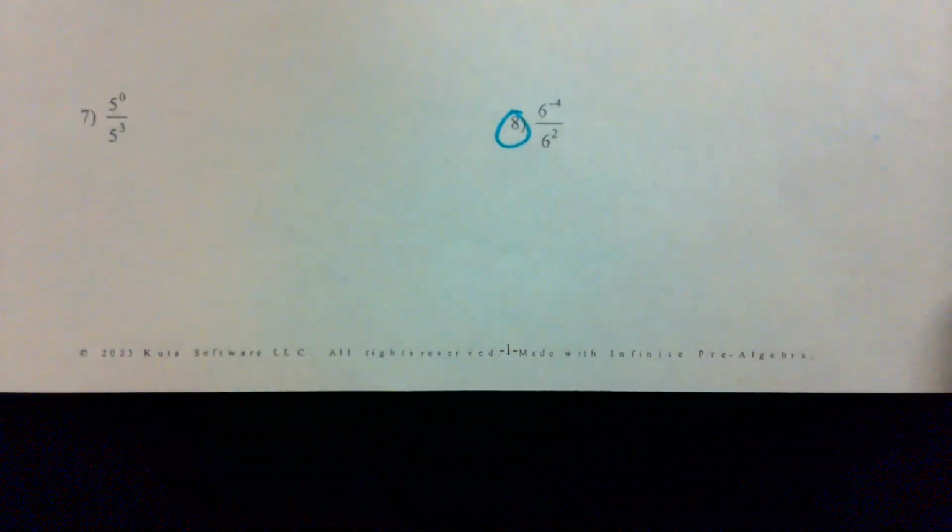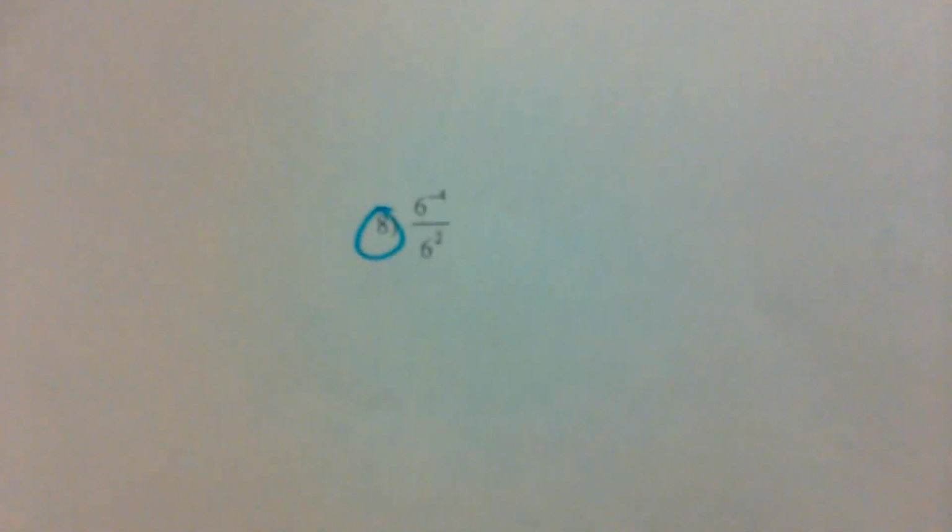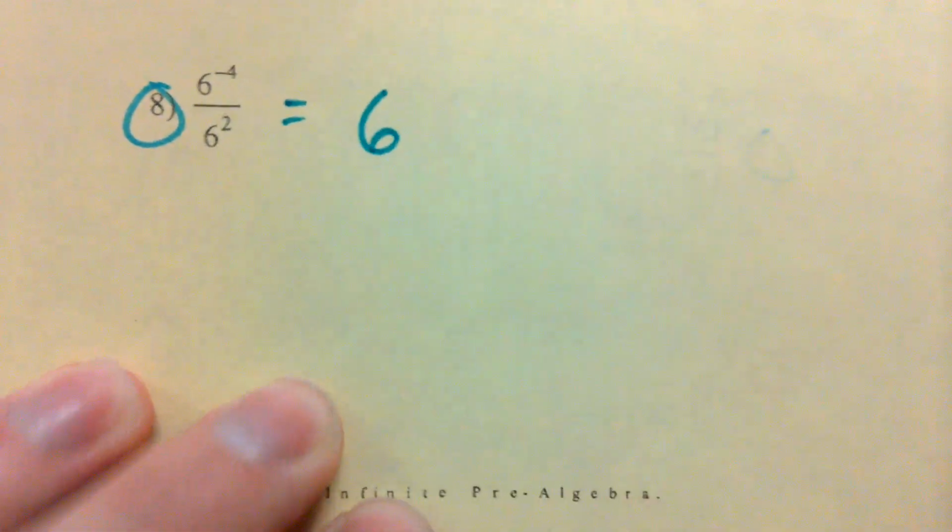Here on worksheet 5, number 8, we've got 6 to the negative 4 over 6 to the power of positive 2. What's my like base here in number 8? 6 is my like base, if I can get this to focus. Maybe it needs something to focus on. There we go. So like base is 6.